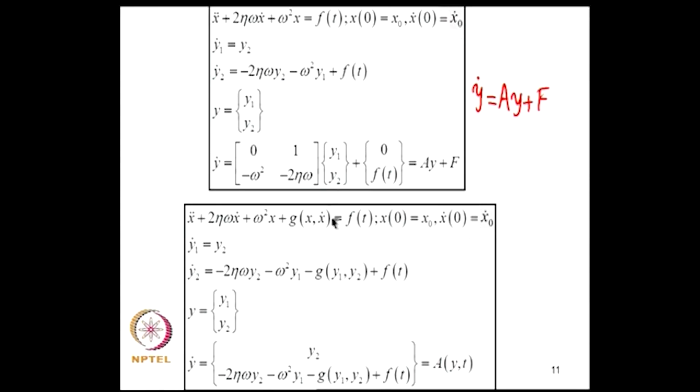On the other hand, if the system has nonlinear terms, this type of matrix representation will not be possible. We will simply get a generic equation of the form y dot equals A, a function of y comma t. Here A is a 2 cross 1 vector of functions, whereas it is a 2 cross 2 matrix in the linear case. So, that is the difference.